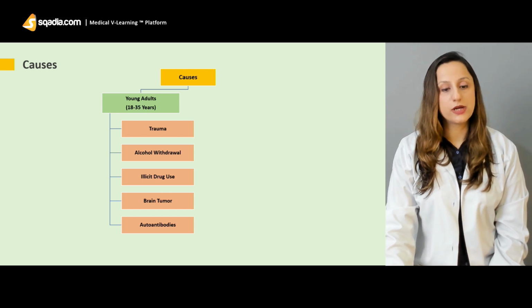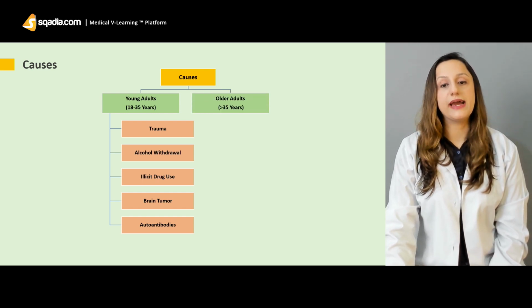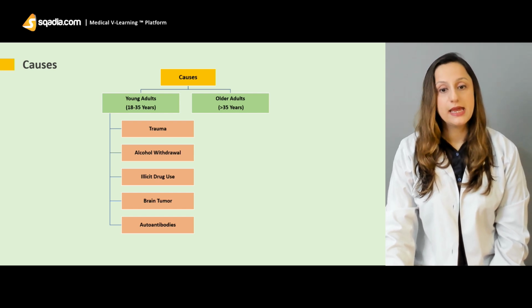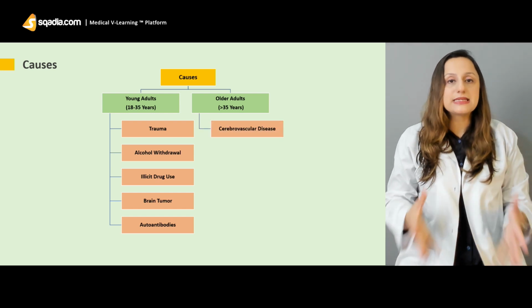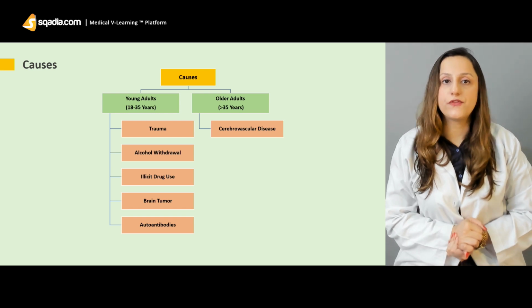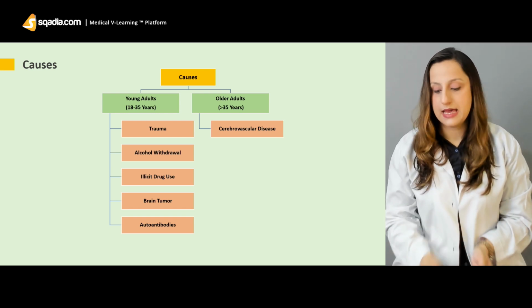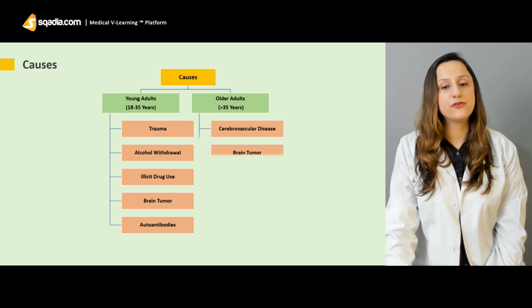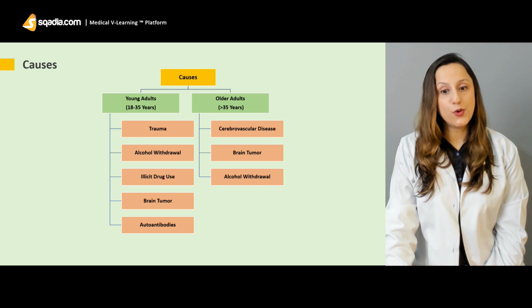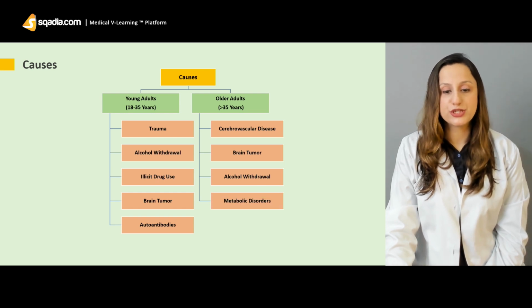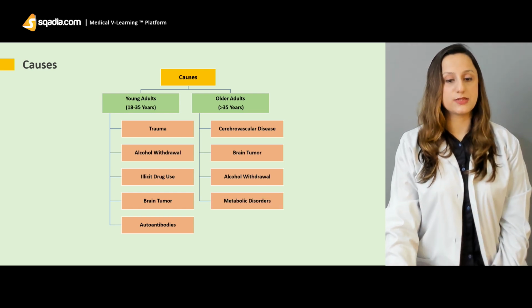Autoantibodies is one of the causative factors over here. Then we have the older adults, in which the age group is almost more than 35 years. The causative factors over here can be the CVS diseases. So any sort of cerebrovascular diseases that the patient is suffering from can result in this particular kind of epileptic seizures. Brain tumor is one of the causative factors over here. We have the alcohol withdrawal, and then the metabolic disorders can be one of the causative factors as well.